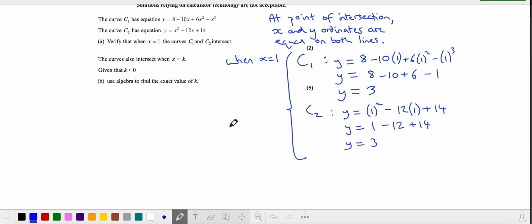Okay. Curves also intersect when x equals k. Use algebra to find the exact value of k. So we've got another point of intersection, which means if we set both of these lines equal to each other, because at the point of intersection, as we know, those y ordinates are the same. So both of these equations are in terms of y equals this, but at that point of intersection it also equals that. So those two things are equal.